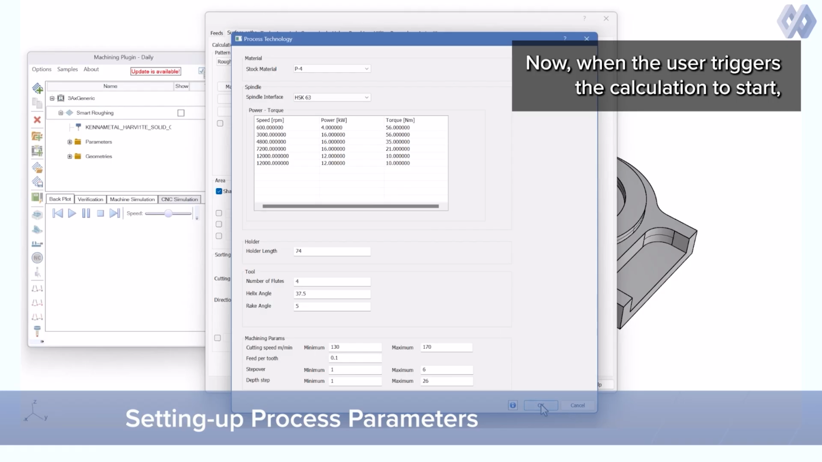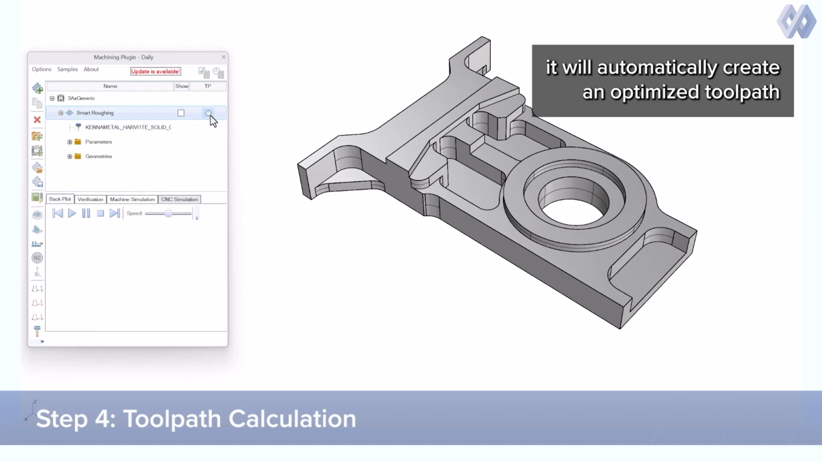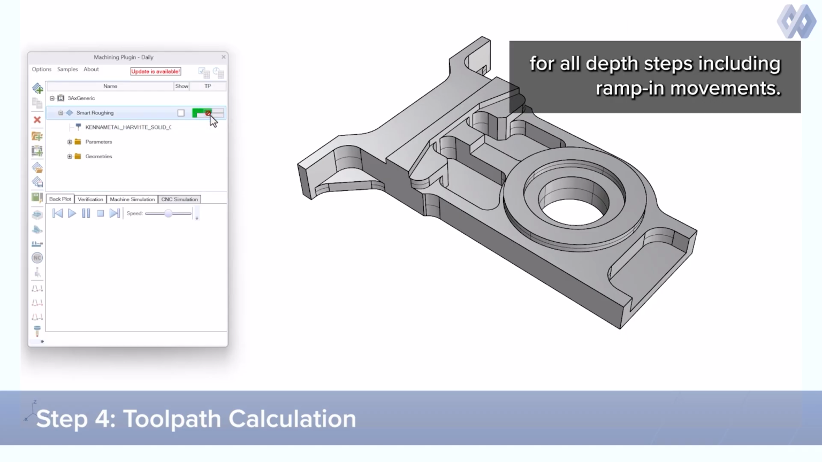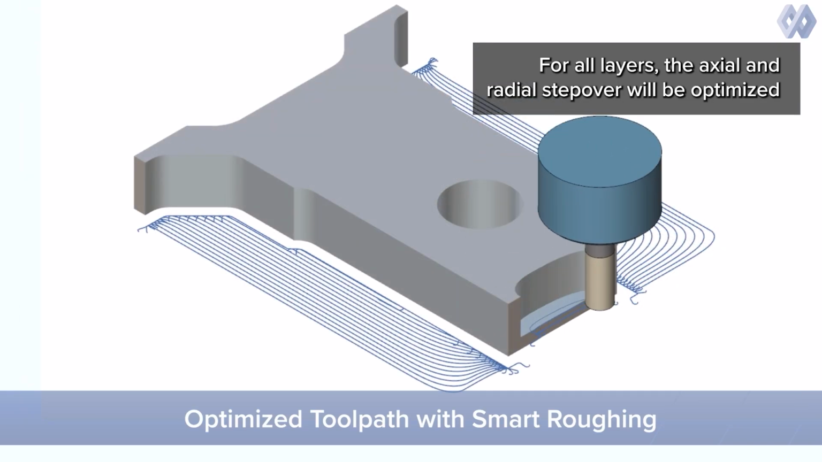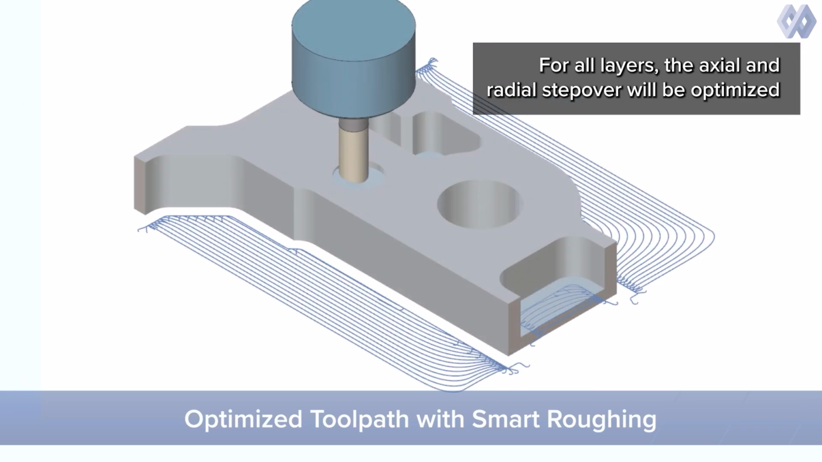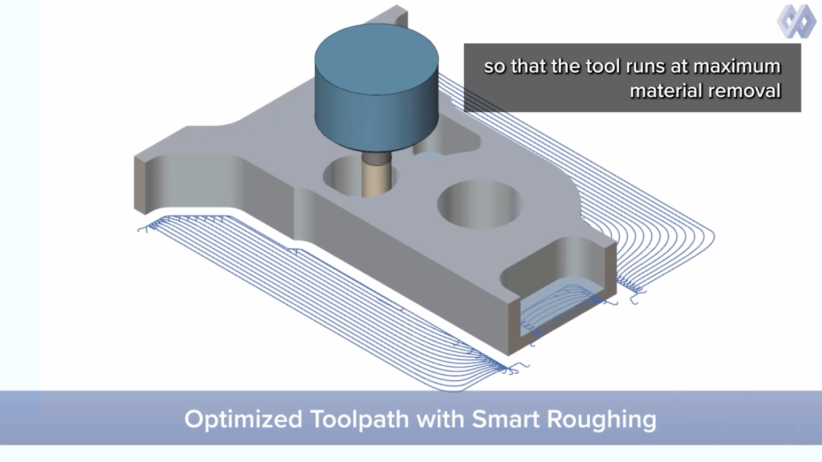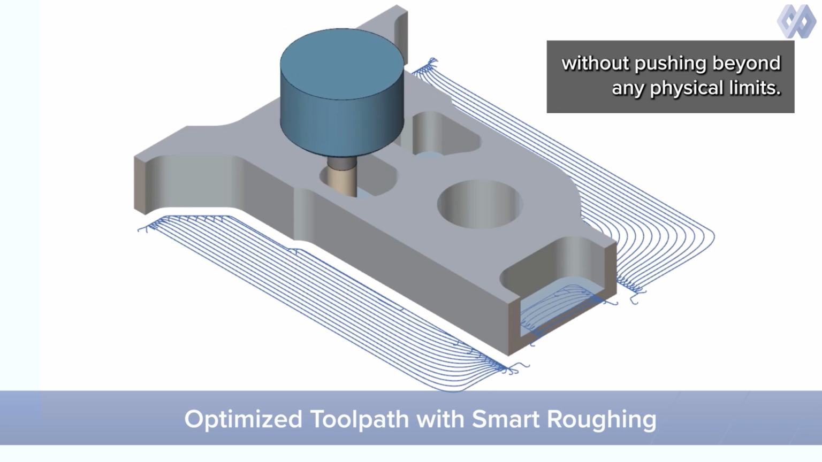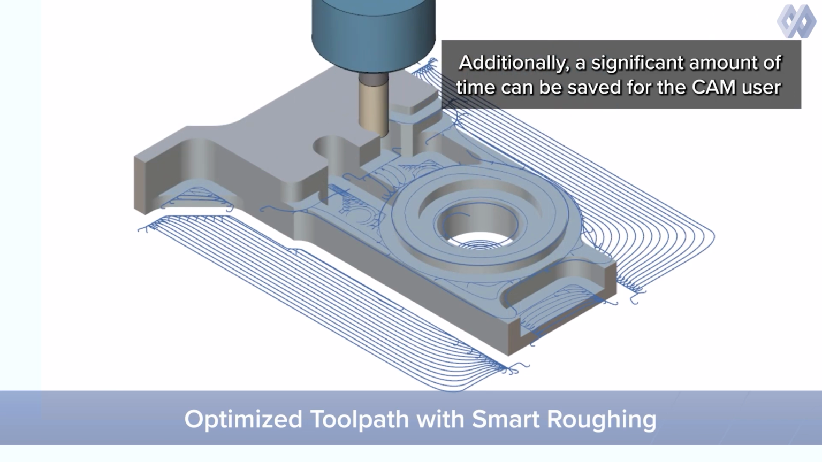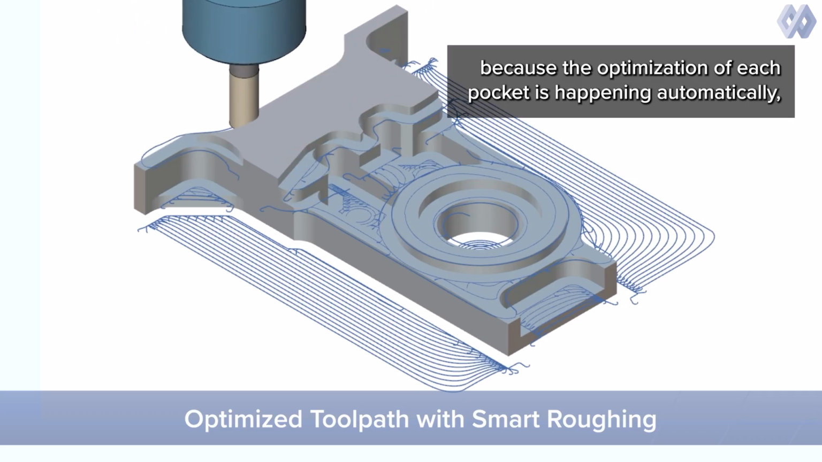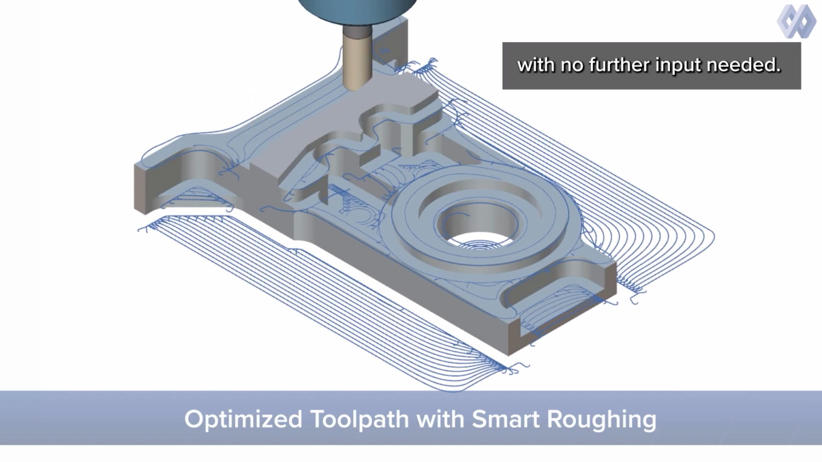Now, when the user triggers the calculation to start, it will automatically create an optimized toolpath for all depth steps, including ramp-in movements. For all layers, the axial and radial step over will be optimized so that the tool runs at maximum material removal without pushing beyond any physical limits. Additionally, a significant amount of time can be saved for the CAM user because the optimization of each pocket is happening automatically with no further input needed.